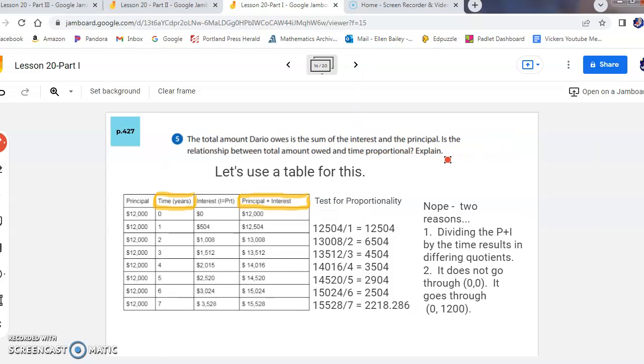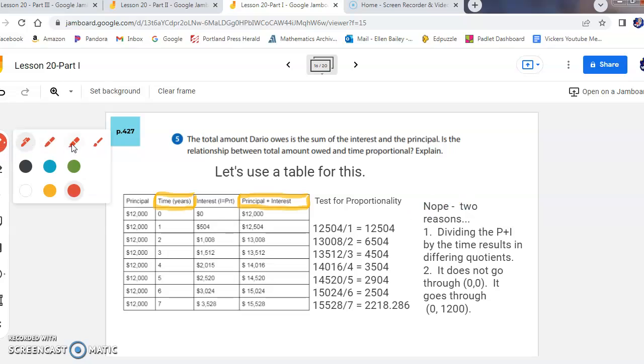All right, so let's look at number 5 now. Now don't worry, you're not going to have to write this whole thing. I'll explain what I want you to write in just a minute. So it says the total amount Dario owes is the sum of the interest and the principal. Is the relationship between the total amount owed and time proportional? Explain. All right, so here's the part that I want you to write.